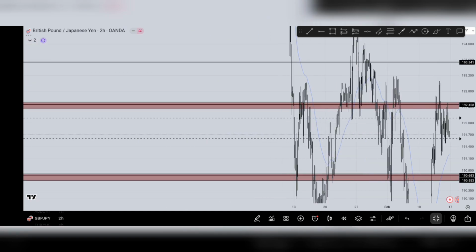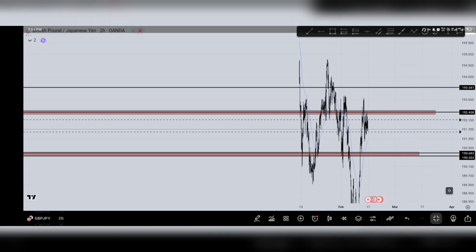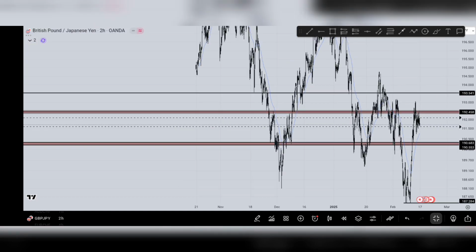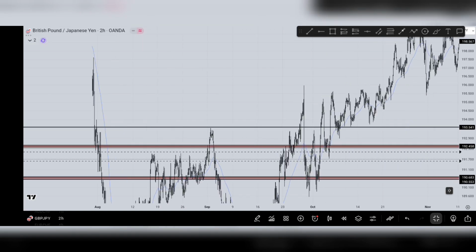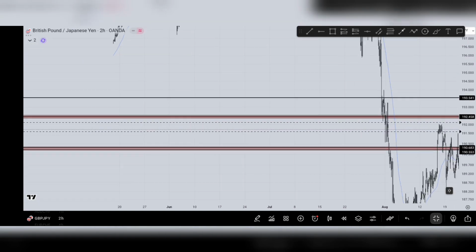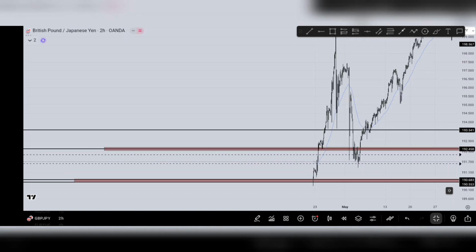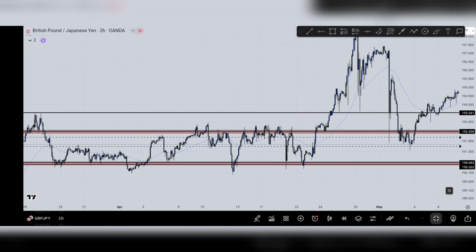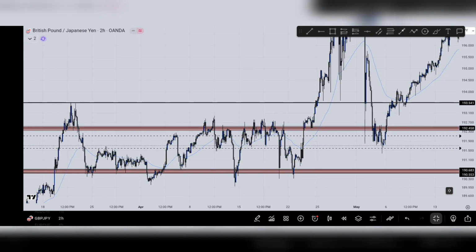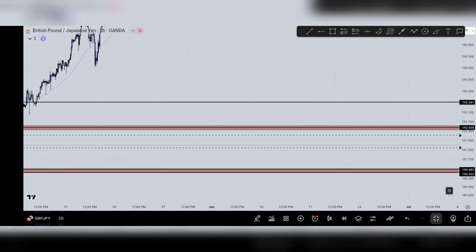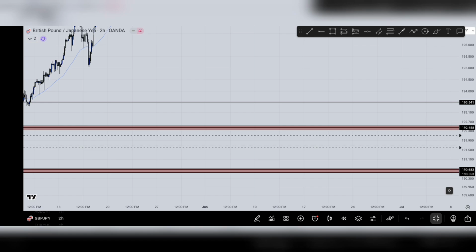That's the same level, guys, where I marked multiple rejections. Understand? If we move backwards, guys, we're going to see where the market has multiple times rejected. You can see at this point, the market has rejected this multiple times. The market has rejected this point. So that is a very, very strong level.